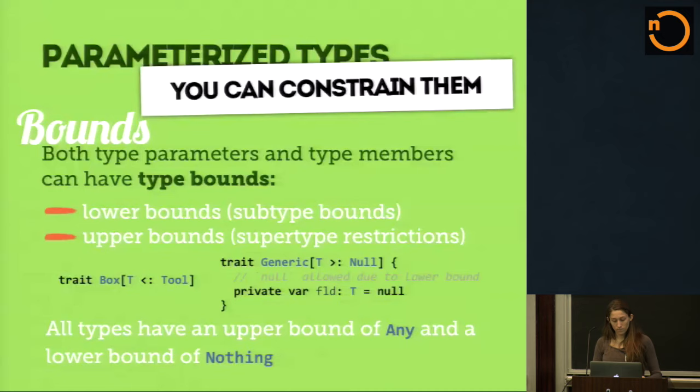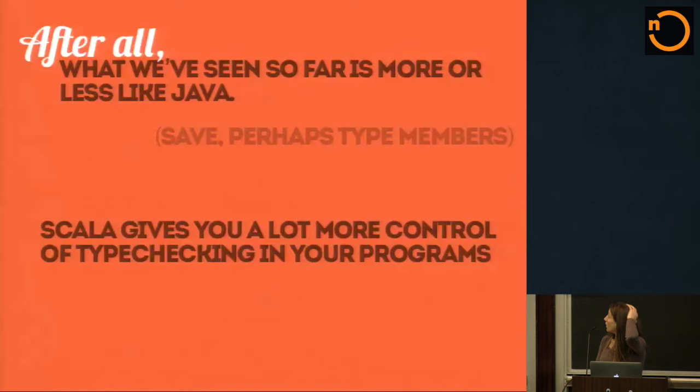So back to how this fits into the whole hierarchy. All types have an upper bound of Any and a lower bound of Nothing, so you can think of the Scala compiler automatically adding these things for you. You already know that, I'm sure, if you're here. The whole point of showing you that was to say, well, Java already does all that stuff too, except maybe with the type members thing. But otherwise, that's more or less the same. What I want to try and show you with this entire talk is that Scala gives you a lot more control over type checking in your programs than just these few things, right?